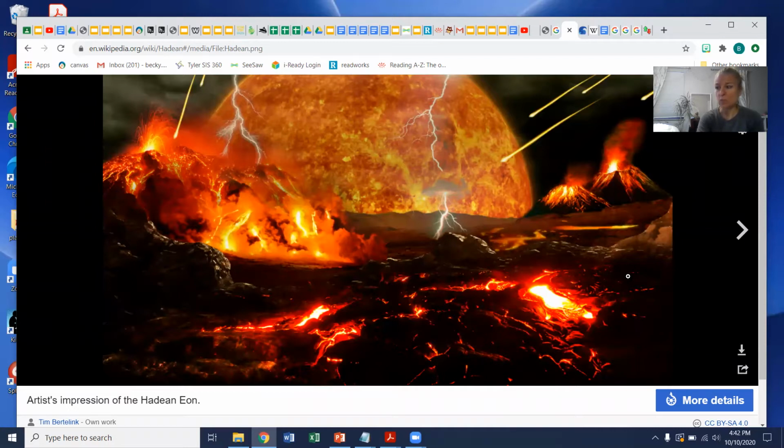The earth was super hot. There was no ozone to protect the earth from the sun, so it was super hot. There was just this molten rock and lava everywhere, volcanoes erupting, asteroids hitting the earth, right? Nothing could live there yet. And then the earth slowly started to cool, and we move into the next eon here.